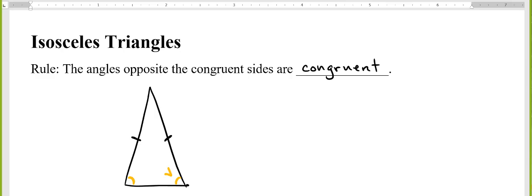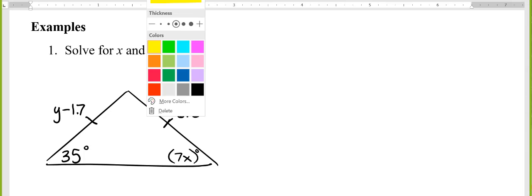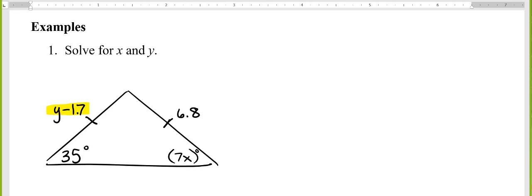What I think is neat with an isosceles triangle is you have tick marks on the sides that are equal, and little round tick marks on the angles that are equal. How do you use that information? Here's an example. Let's do the sides first. You know that this side is equal to this side, because of the tick marks. So one of your equations would be y minus 1.7 is equal to 6.8.